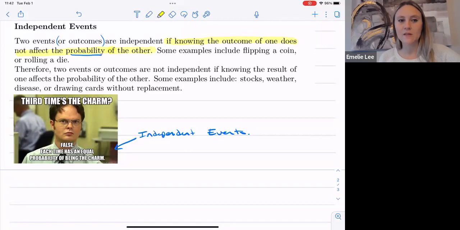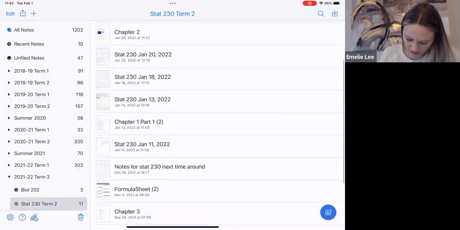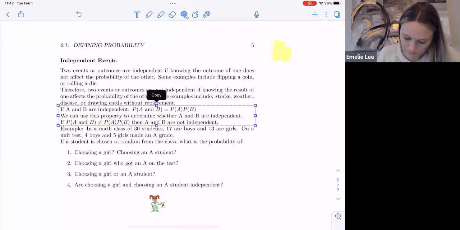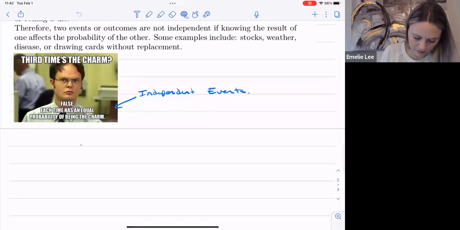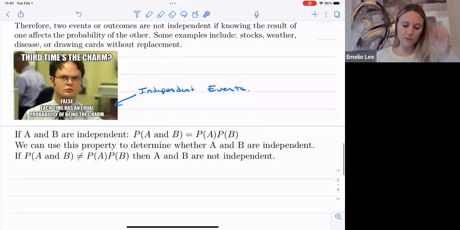Okay, and so there are mathematical ways where we can check to see if 2 events are independent. And that's what I want to talk about today. I'm going to draw on this so it bumps it up. Okay.